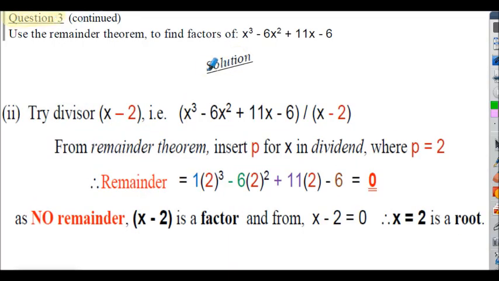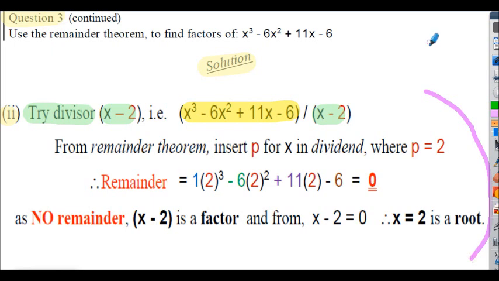Question 3, solution continued. Here's part 2. This time we're trying a divisor of x minus 2. So dividing our dividend by x minus 2. I'll let you review the solution at your own pace. Solution process the same as on the previous slide for part 1. Again, there's no remainder, so x minus 2 is a factor, and x equals 2 is a root.